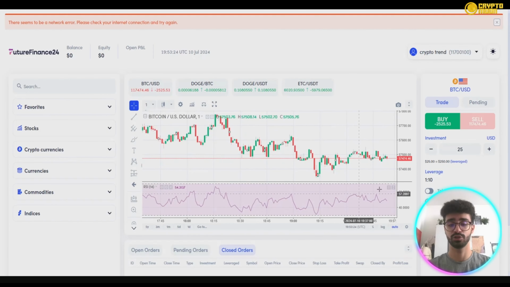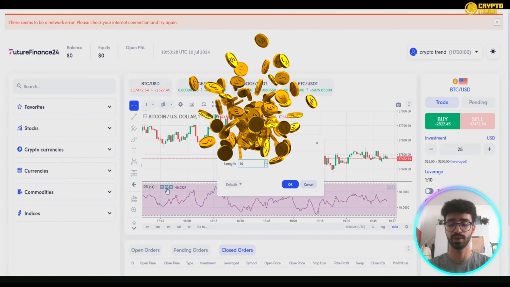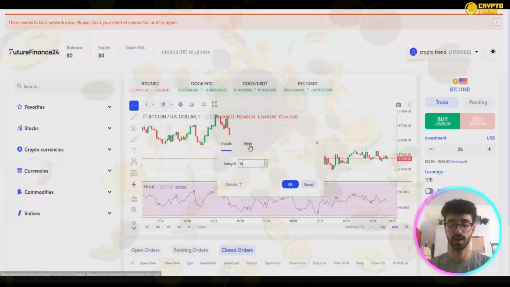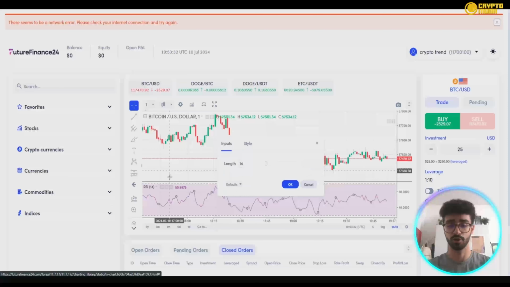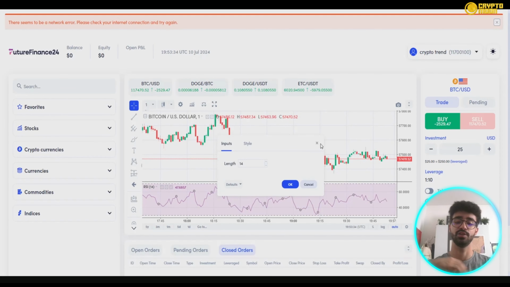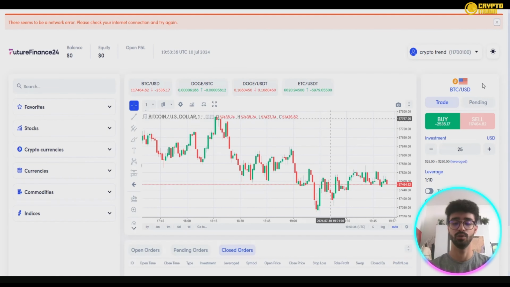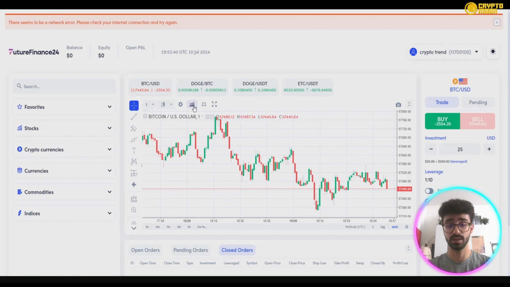And of course, the divergence: a bullish divergence occurs when the price makes a new low, but the RSI makes a higher low, and a bearish divergence occurs when the price makes a new high, but the RSI makes a lower high. Of course, it is pretty easy to use it.